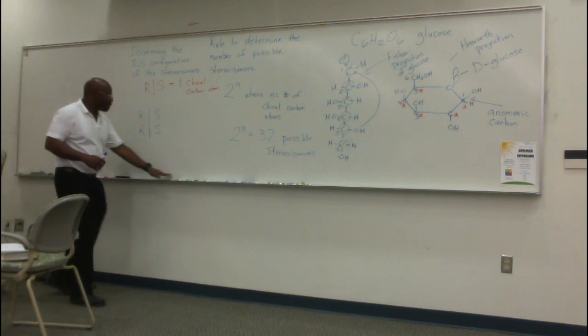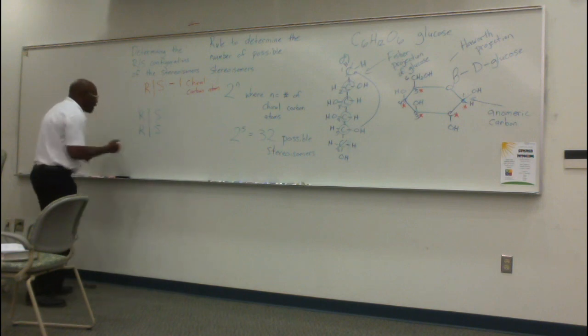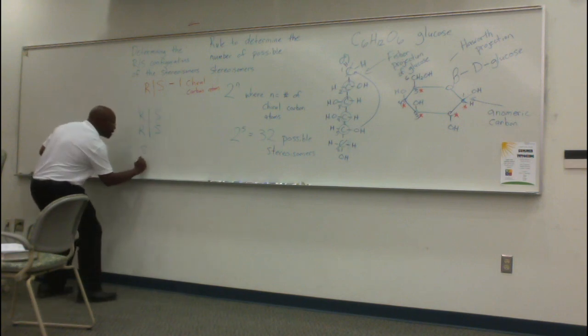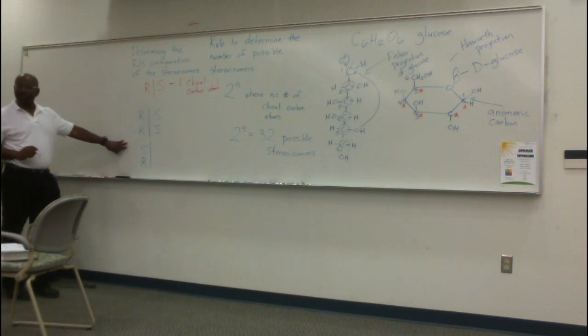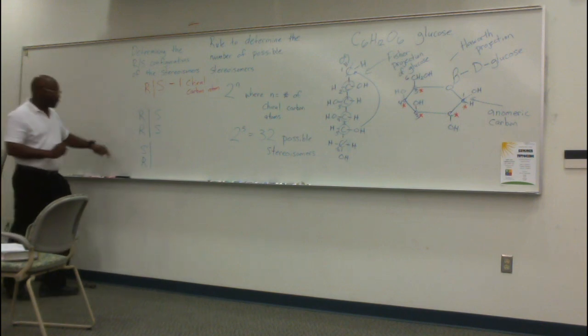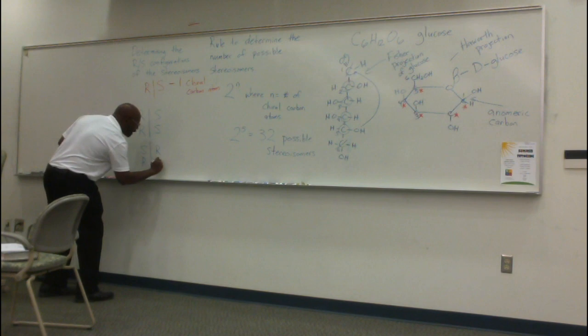So I'm going to start with RR, and I'm going to make the first letter S, keep my second one the same. If I were to mirror this, it would give me RS.